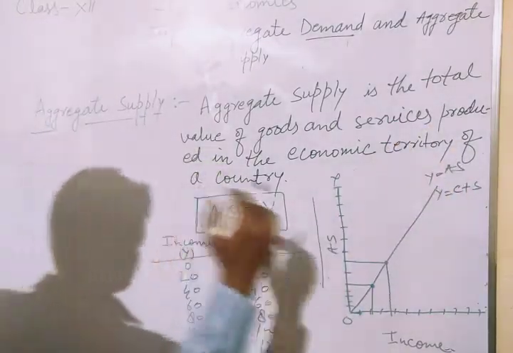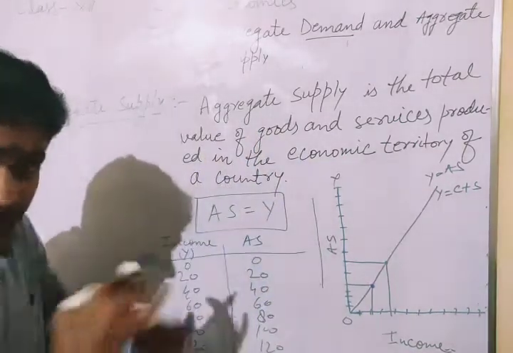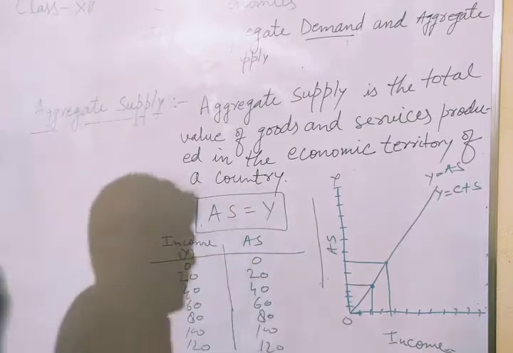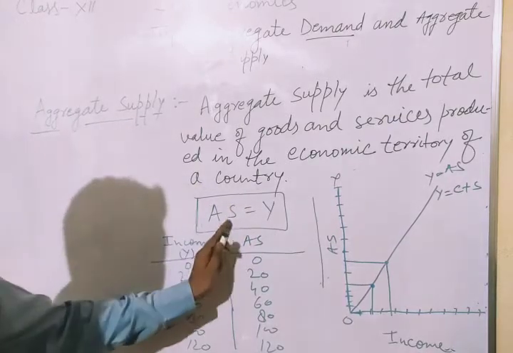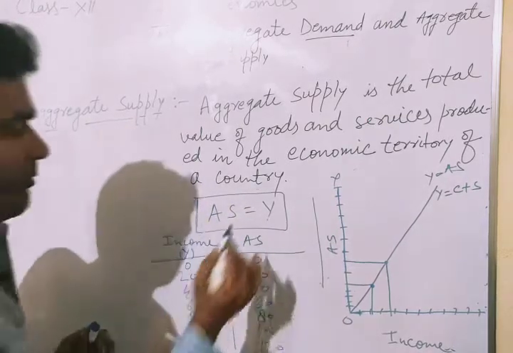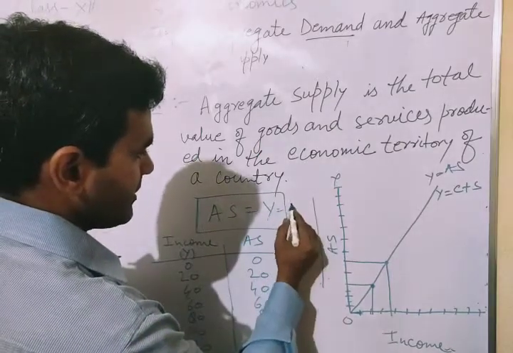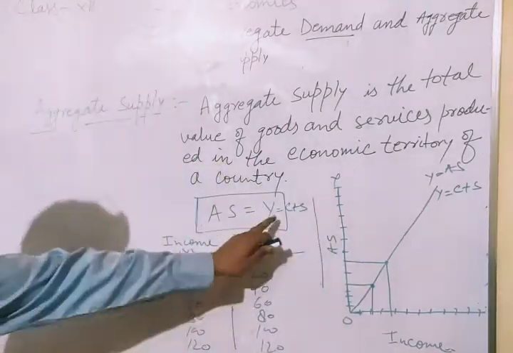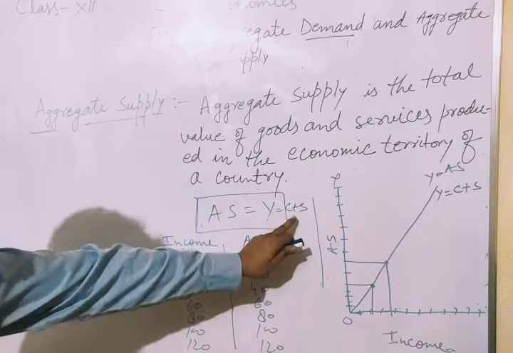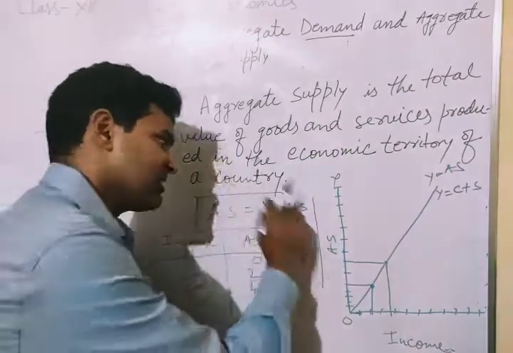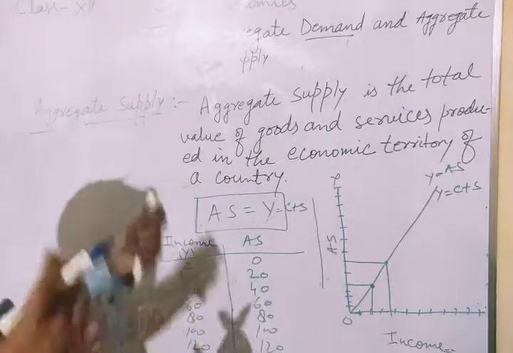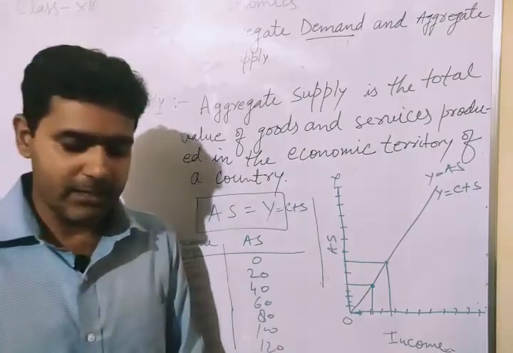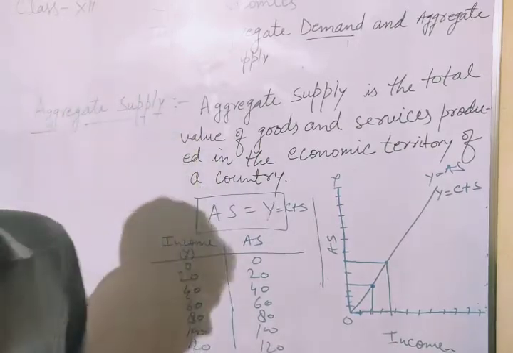So the income which is generated within the economic territory is known as aggregate supply, and it can also be denoted with Y, or further understood as C plus S, because the whole income will either be consumed or saved. So this is what aggregate demand and aggregate supply is all about.